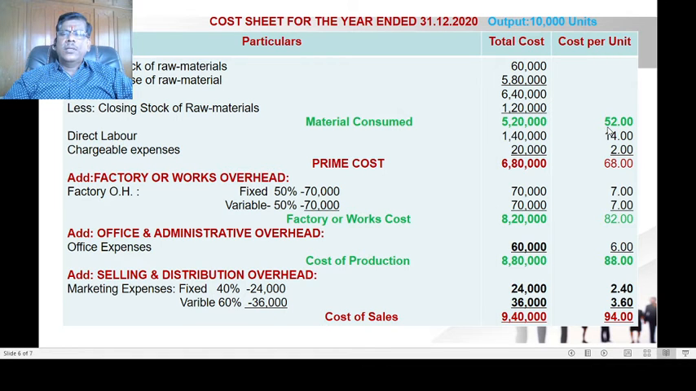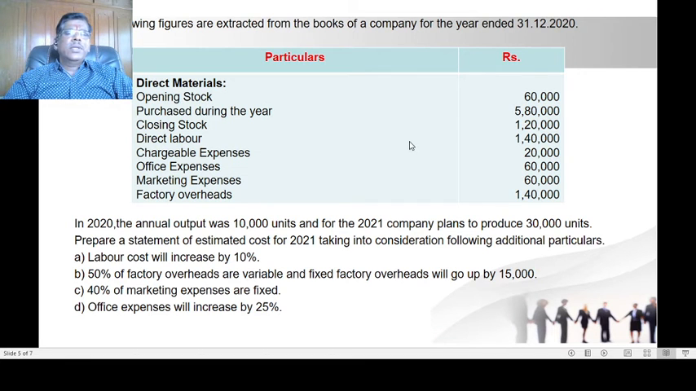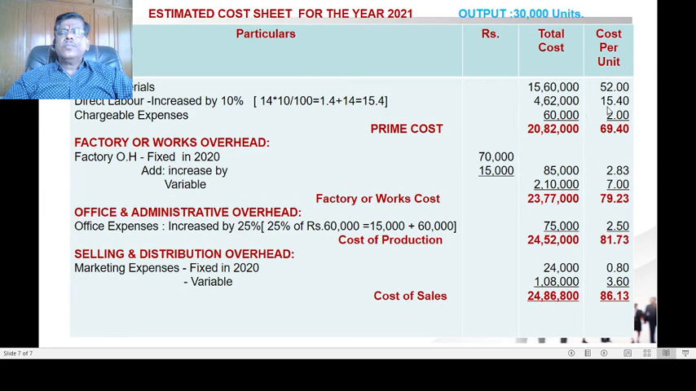Then in the previous year, when the output increases, automatically the cost will also increase because it is directly proportionate. That's why it is a direct expenditure. Then 52 rupees into 30,000, you will get 15,20,000.